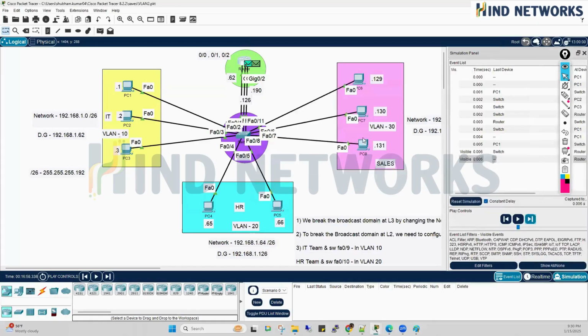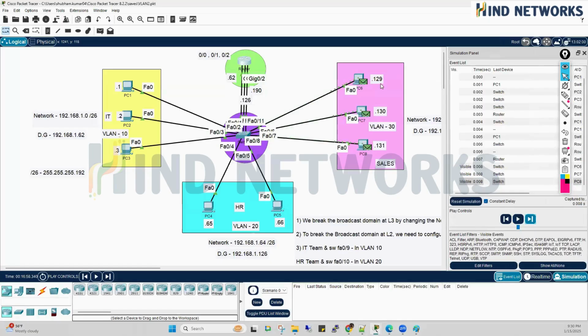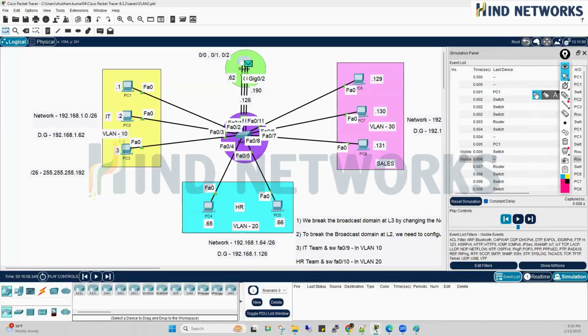Now this router sends the ARP request to the switch. The switch forwards this packet through all the interfaces. See very carefully. When the router is sending the packet, the ARP packet, but now, on which interface? On which interface? See here. See very carefully.